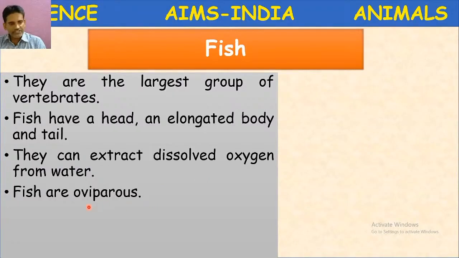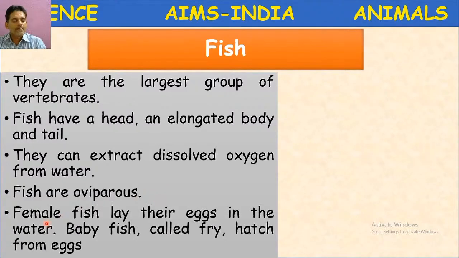Fish are oviparous. Oviparous means lay eggs. They reproduce by laying eggs. Female fish lay their eggs in the water. The baby fish, called fry, hatch from eggs. Here also the parental care is less. The female fish lay the eggs, the baby fish come out, and they are called fry by hatching from the eggs.